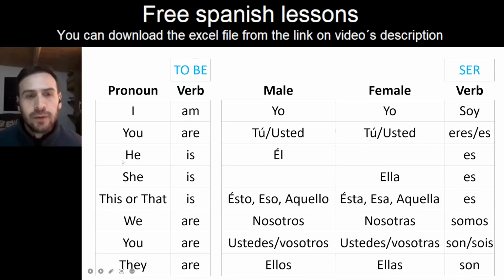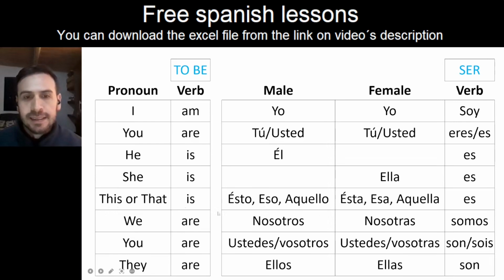Now, if you are talking about a guy, for example, you say he is. In Spanish, you say él es. If you are talking about a woman, in English you say she is, and in Spanish you say ella es. Now, as we already learned, we don't have it, but we can use this or that. In this case, this, esto, that, eso, aquello.